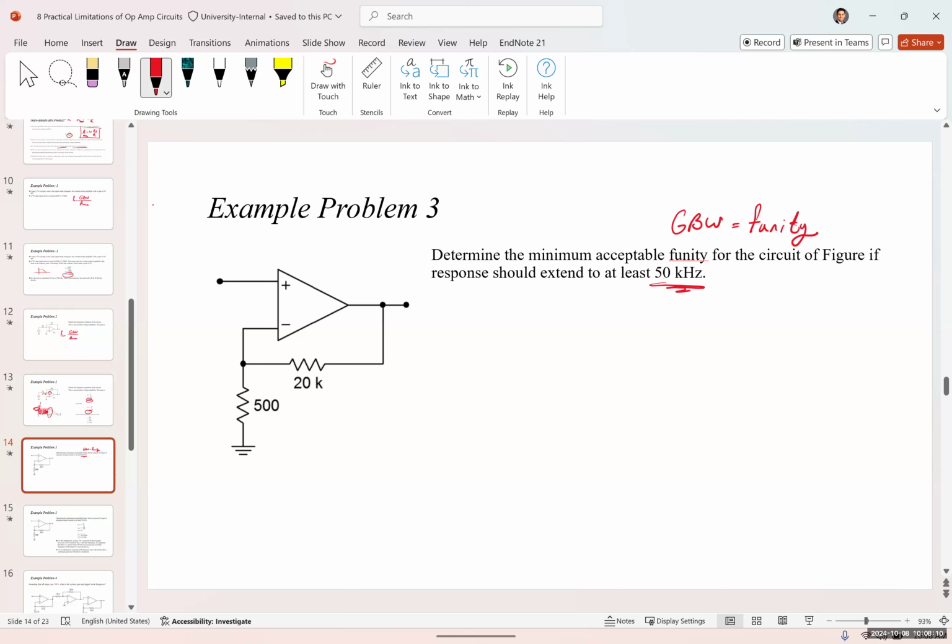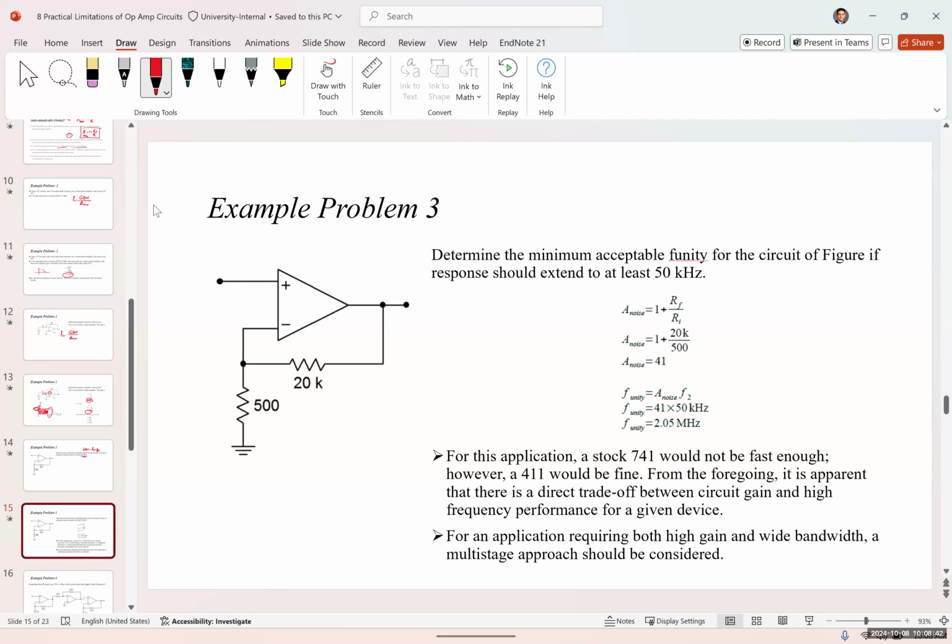Do you need more time, or have you solved it? 2.05 megahertz. Okay, 2.05 megahertz. So the problem is, if it's 2.05 megahertz, we can't use a 741. A 741 op amp has a limitation, and the limitation for the op amp is 1 megahertz. Therefore, we have to use a faster op amp for that.